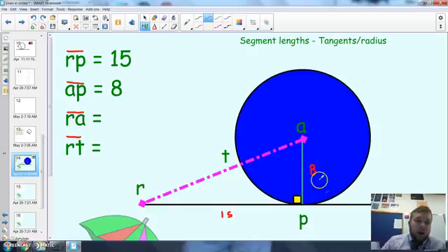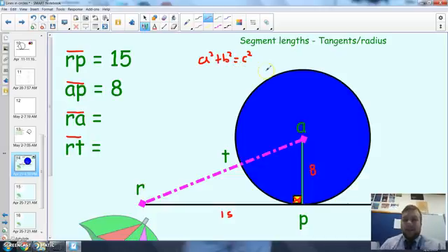It says find RA. What's the distance of RA? Well, guys, thankfully I know I got a radius meeting up a tangent, which means I have a right angle, which means I can figure this out using Pythagoras' theorem. Now don't forget, Pythagoras' theorem is a squared plus b squared equals c squared.